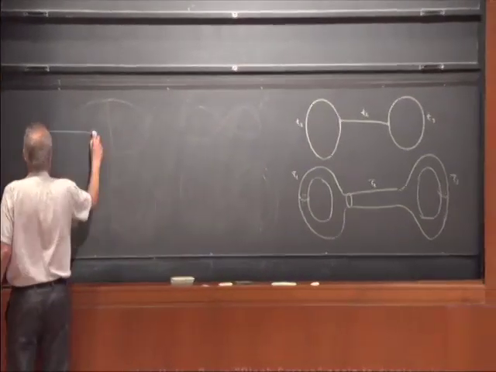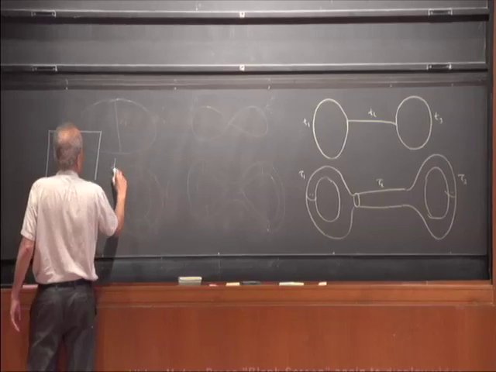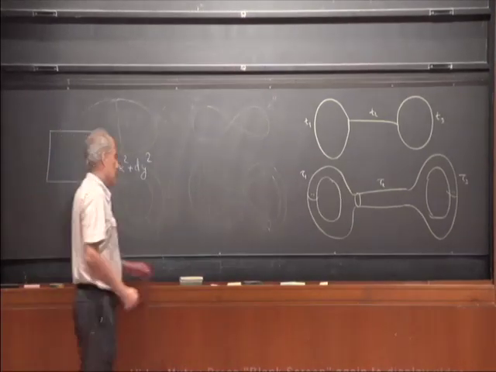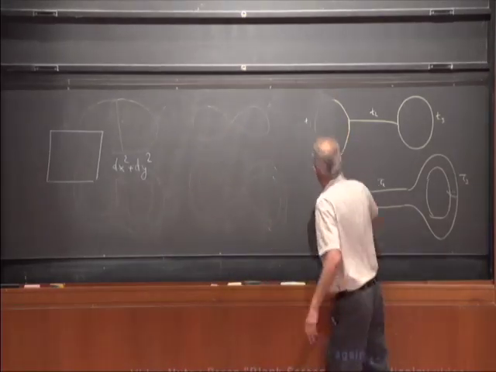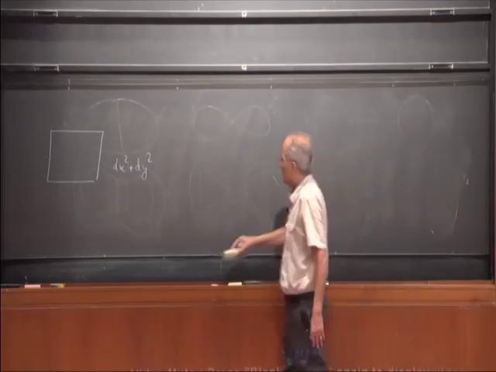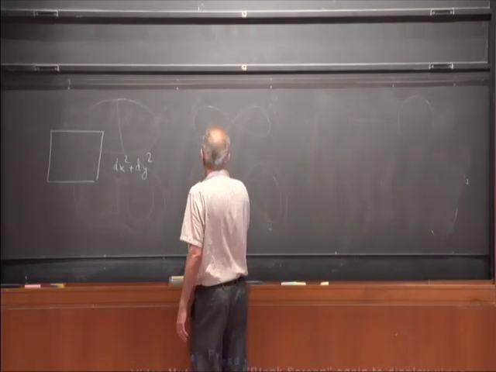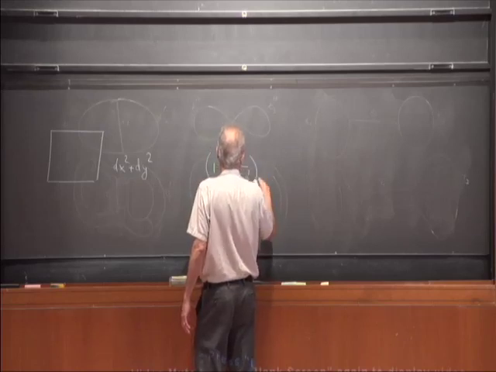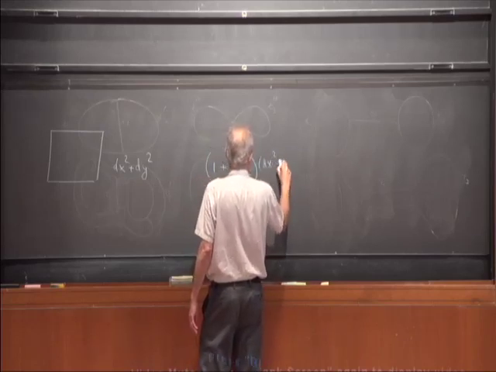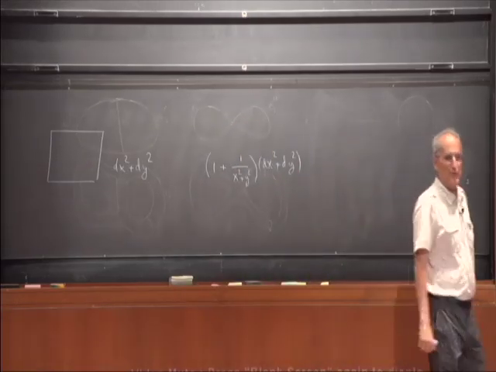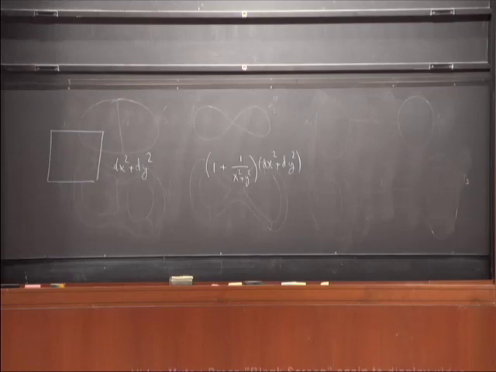So here's a flat metric, dx squared plus dy squared. Now, conformal invariance means we're allowed to multiply by any function of x and y. And I'm going to pick a nice function. So that's a metric which is conformally equivalent to the first one. And if x and y are large, it's more or less equivalent to the first one.